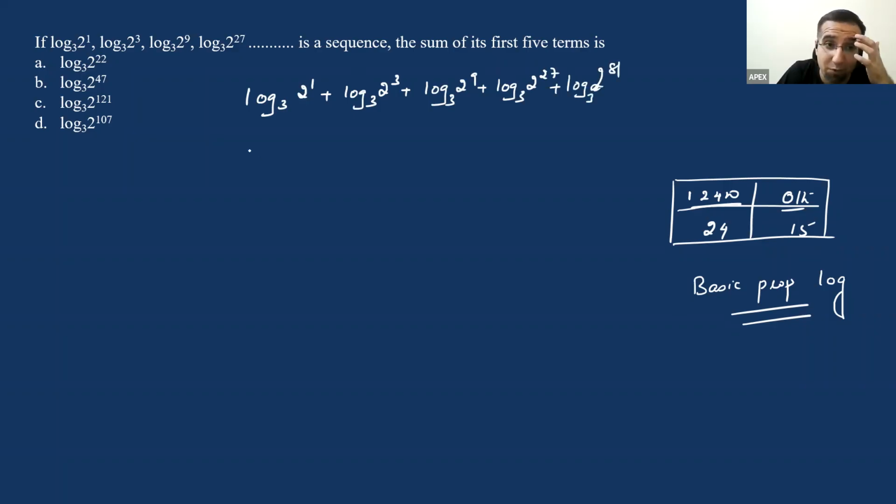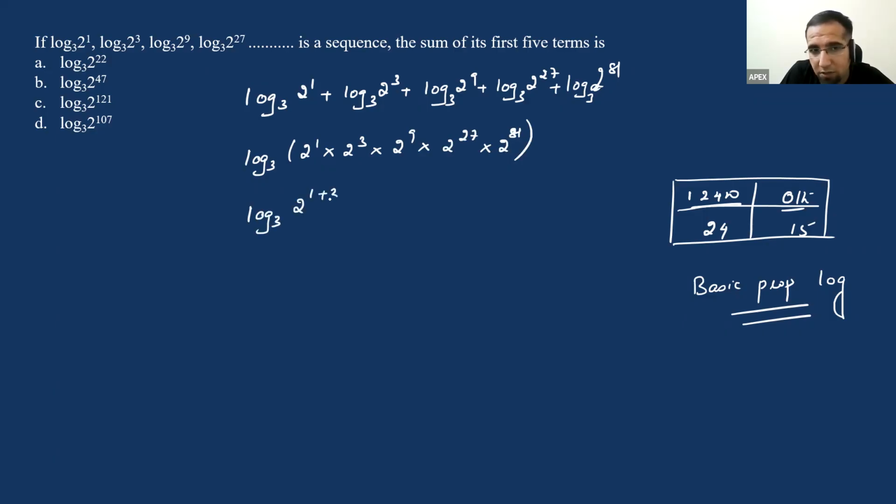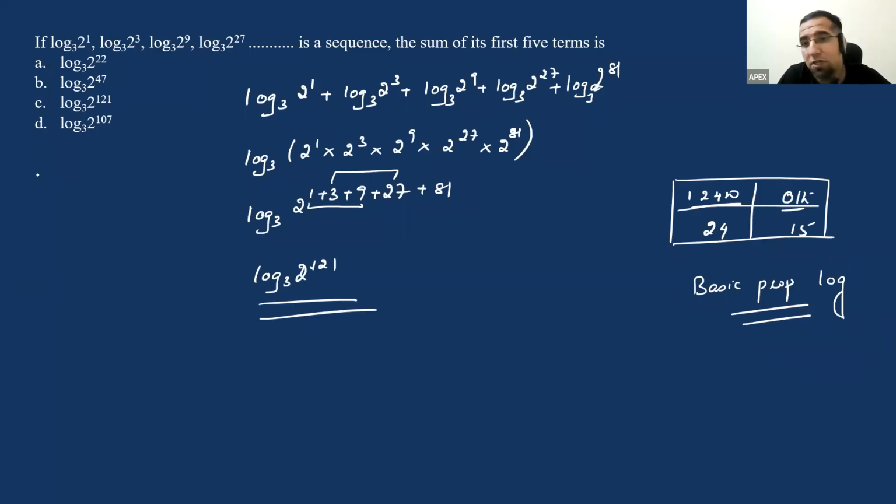When I'm adding them, that becomes what, guys? I take log 3 base 3 common. The terms will get multiplied: 2 to the power 1 into 2 cube into 2 to the power 9 into 2 to the power 27 into 2 to the power 81. Now we apply a to the power m times a to the power n. So this becomes log base 3 of 2 to the power 1 plus 3 plus 9 plus 27 plus 81. So 3 plus 27 is 30, 1 plus 9 is 10, 30 plus 10 is 40, 40 plus 81 is 121. So you have log base 3, 2 to the power 121 should have been your answer. And this is option number C.